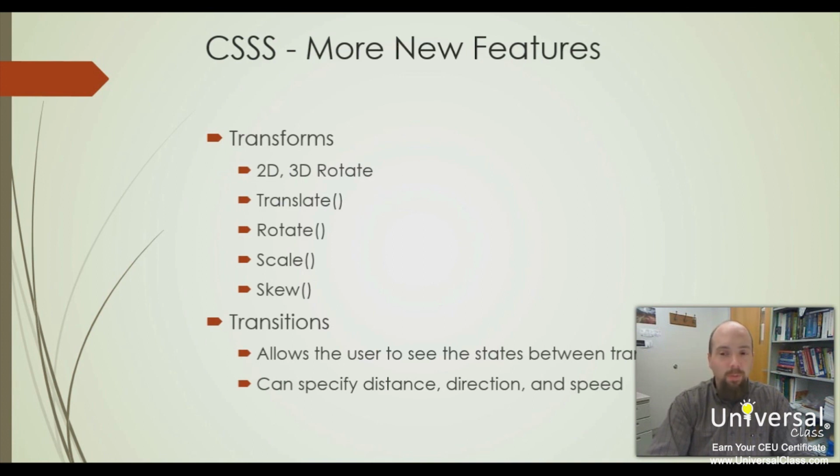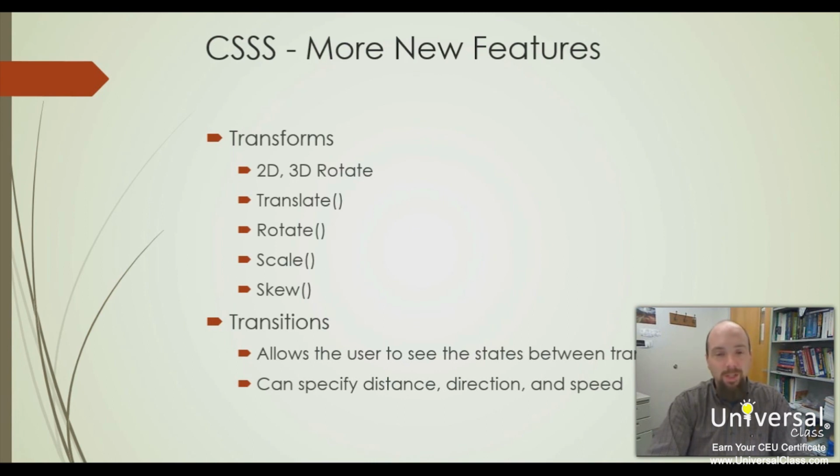After that, we're going to play with some things like transforms, where we can do things like 2D and 3-dimensional rotation of objects. We can translate things, which means to slide them around on the page. We can rotate them, we can scale them to make them larger, we can skew them so that way we can actually take them out of proportion if we want.